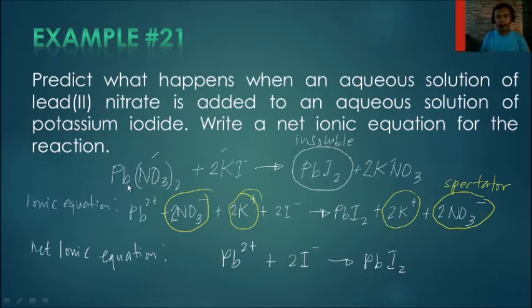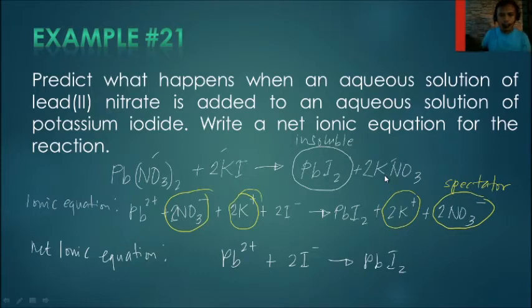Ibig sabihin niyan, ang lead ay may charge na positive 2, kaya siya lead 2. And then nitrate, negative 1. Then para naman sa potassium iodide, this will be KI. Then having the products of lead 2 iodide and potassium nitrate. Yung lead 2 iodide, siya ang magiging insoluble. And then after that, balance natin yung equation. Maglagay lang tayo dito ng 2, dito sa potassium iodide at dito sa potassium nitrate.